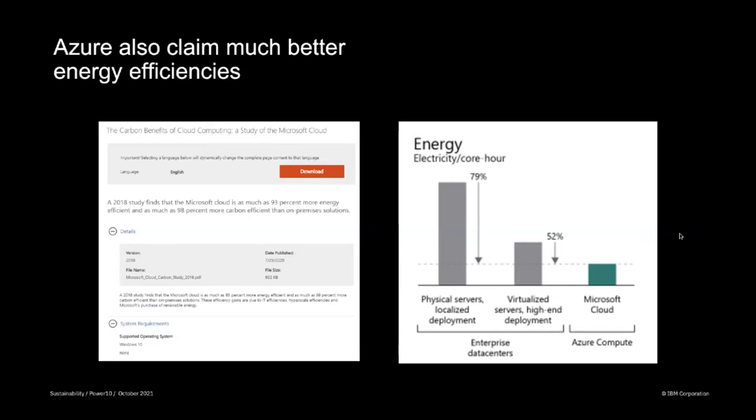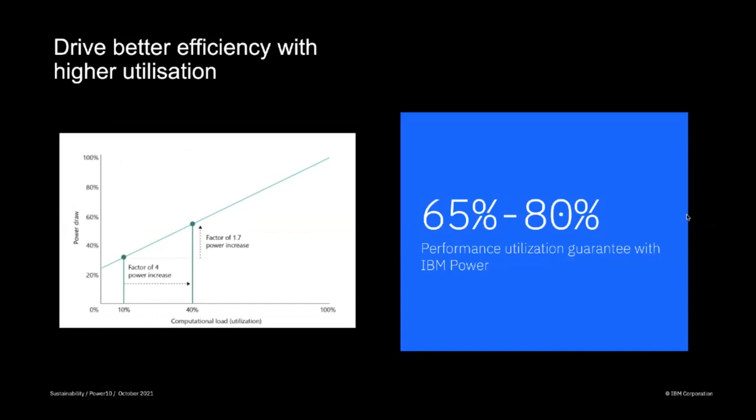So if you could go to the next page, if that's all right. Again, from that Azure document, they talk about driving up computational load from around 10% up to around 40%. And while, of course, that's a factor of four increase, and you don't use much more power for the servers in driving up that level of utilization, we can do so much better than that.